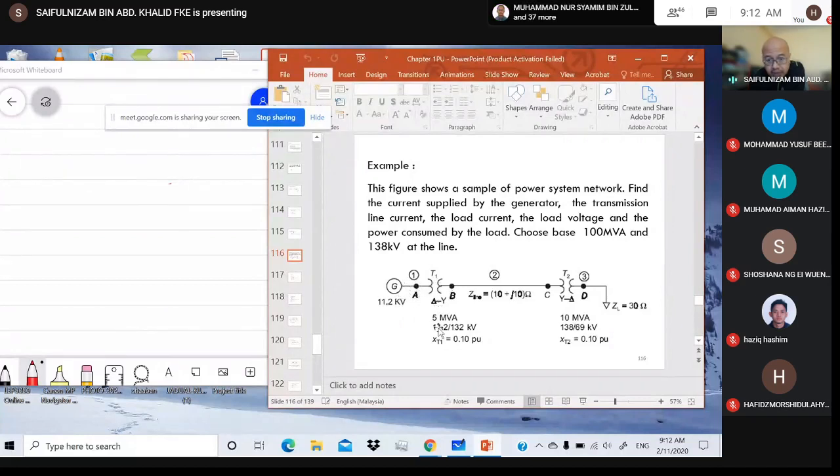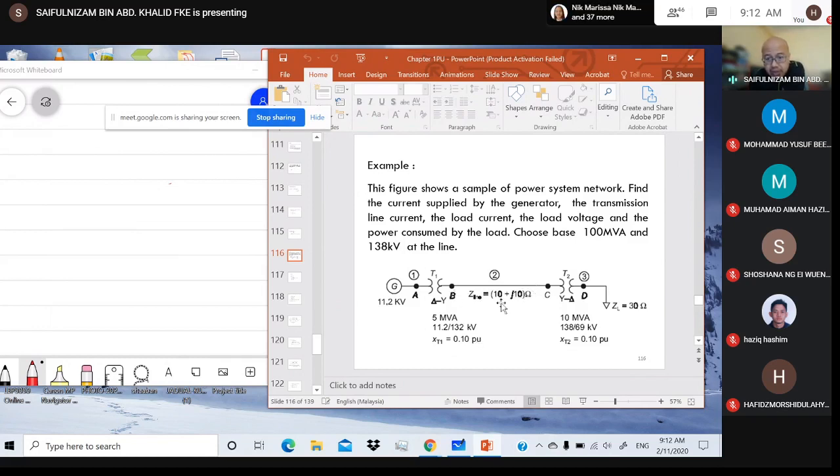And then for transformer 1, 5 MVA. So this is the whole base power, the apparent power. So 11.2 stroke 132 kV, with the whole per unit reactance 0.1 pu. So the reactance of the transformer is in pu, all pu. And then for the transmission line, this is the actual impedance of the transmission line, 10 plus j10 ohm. You see ohm, ohm.